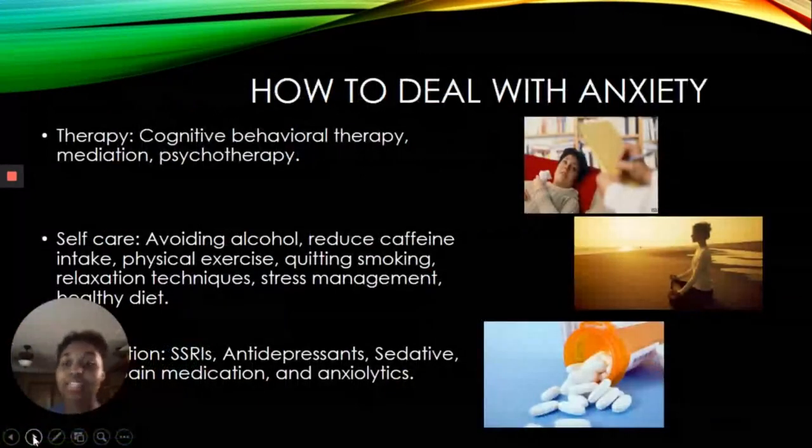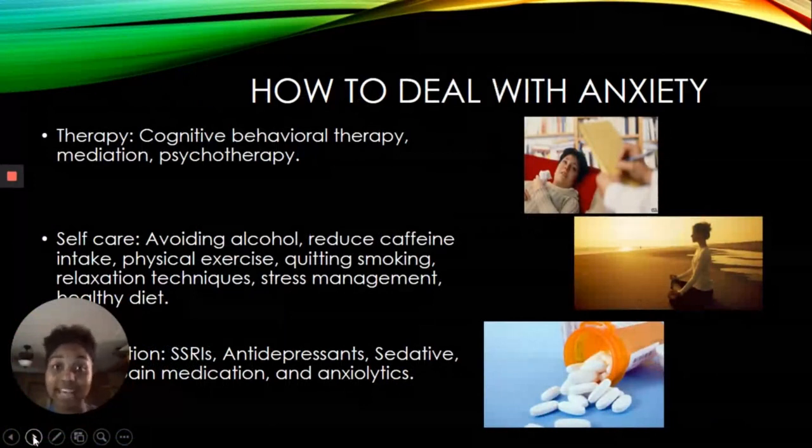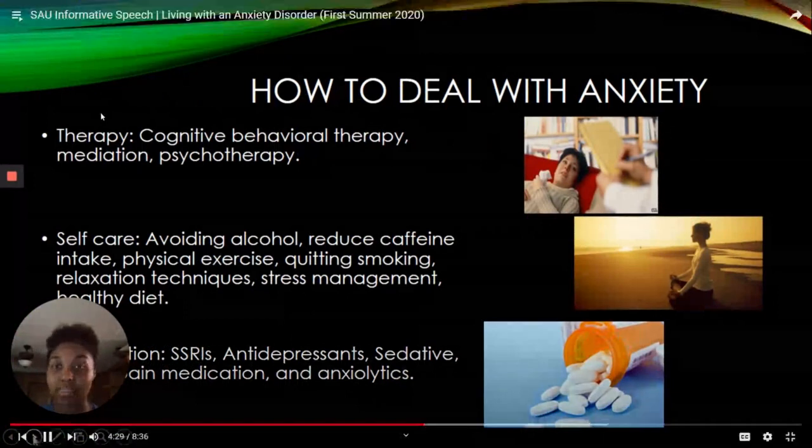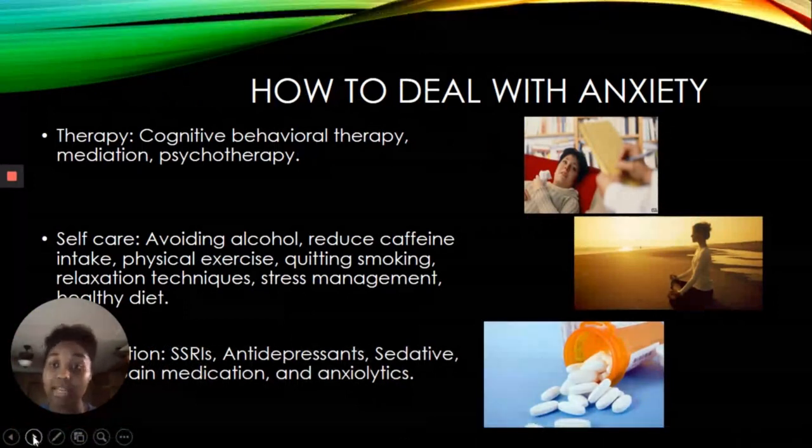How to deal with anxiety. These are three different ways that you or somebody you know who has anxiety can deal with their anxiety disorder. The first one is therapy. These are three types of therapies that can be used: cognitive behavior therapy, meditation, and psychotherapy.